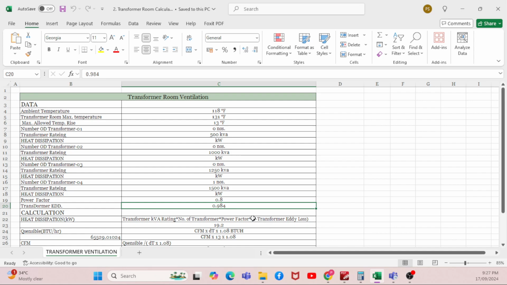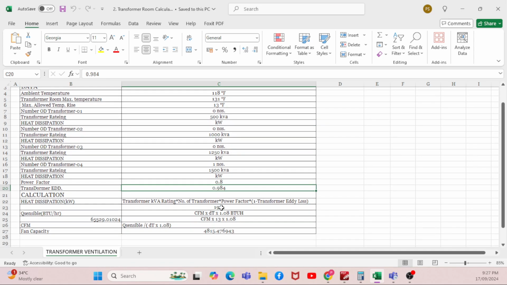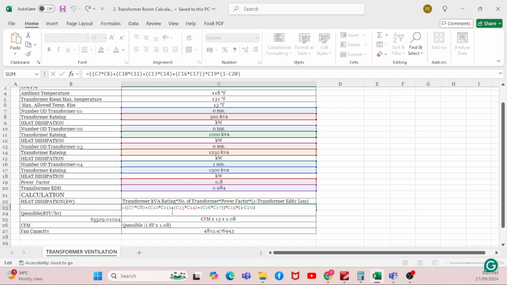So this is the eddy loss, you can call it that: 1 minus the transformer efficiency. Now you are going to calculate the heat dissipation. Just multiply by the transformer kVA rating, which, assume, is 1500 kVA, multiplied by the number of transformers, which is one.